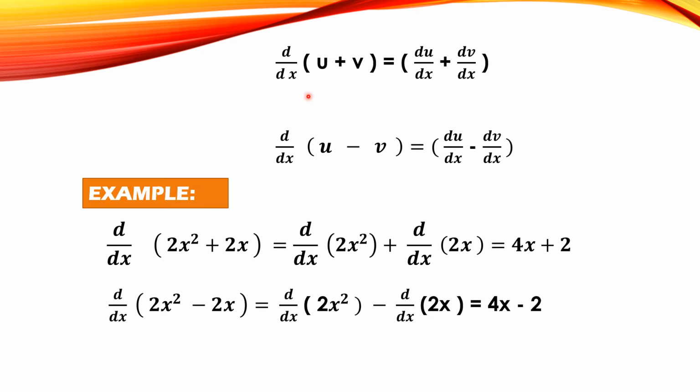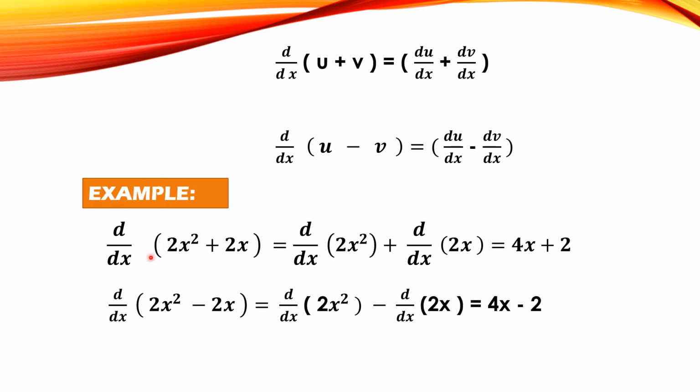So it states that d by dx of u plus v, where u is a function of x and v is also a function of x. If you have to calculate the derivative of their sum, you just calculate du by dx, which is the derivative of the first function, plus dv by dx, which is the derivative of the second function. That's it. The second statement says that if you have to calculate the difference of two functions, d by dx of u minus v will be equal to du by dx, the derivative of the first function, minus dv by dx, the derivative of the second function. Here are examples supporting this formula.